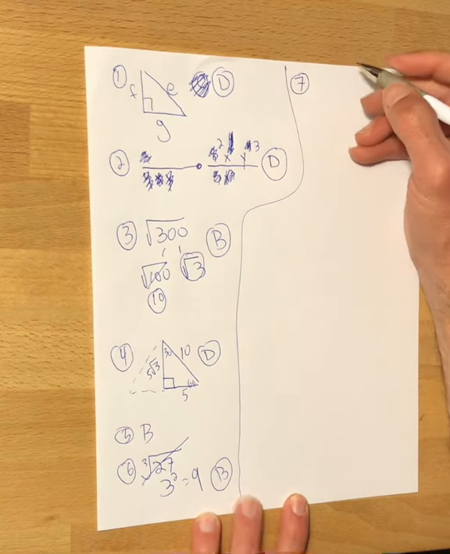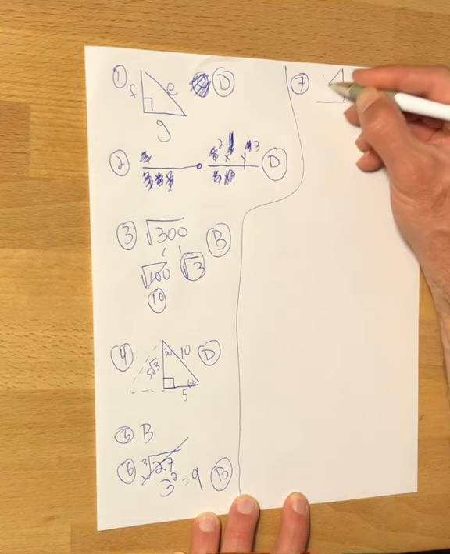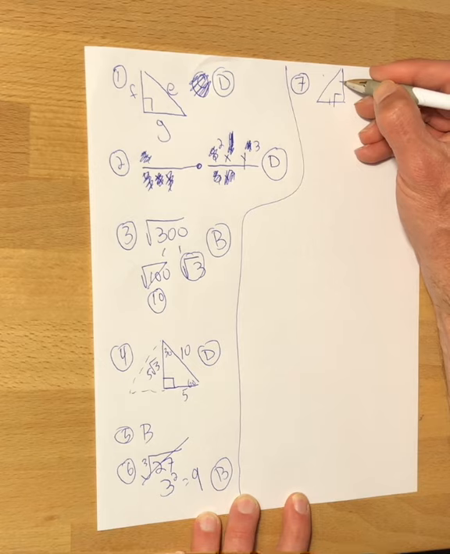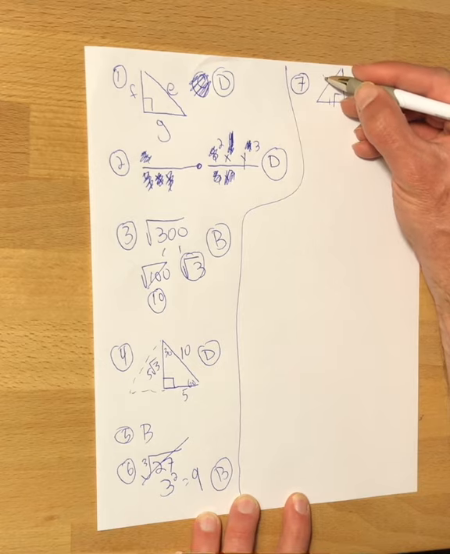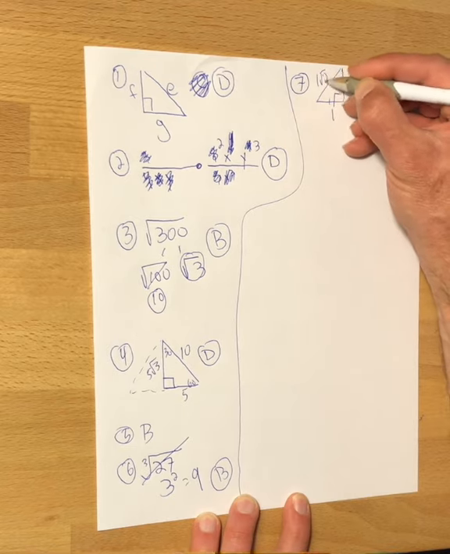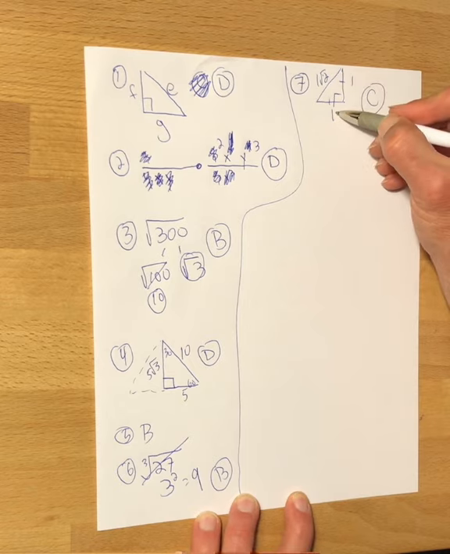Number 7, in a 45, 45, 90 degree triangle, the length of the hypotenuse compared to the side is going to be, well, if this is 1, this is 1, this is 1 root 2, which is going to be C, root 2 to 1.